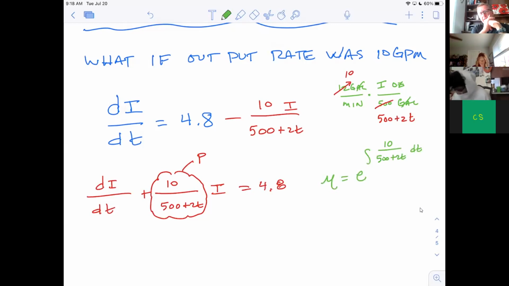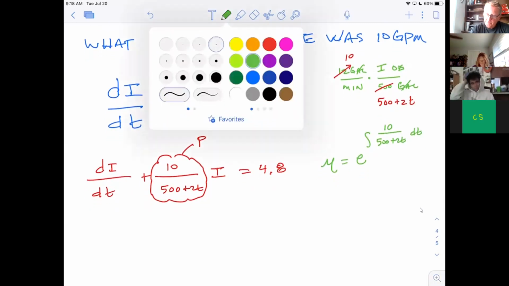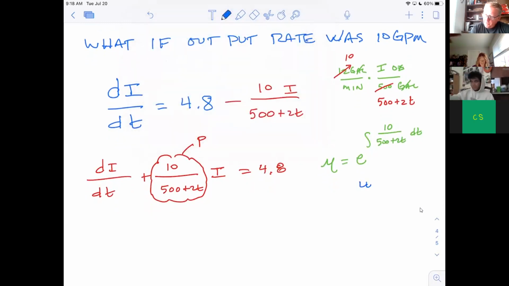So I think, whoo, that's a dangerous integral. And because I'm a little worried that I can't do this by way of a shortcut, I am going to make a substitution here and let u be equal to that denominator, which means du is the same as 2 dt. So that means my integral statement that used to be 10 over 500 plus 2t dt is now 10 over only u, which is really wonderful.